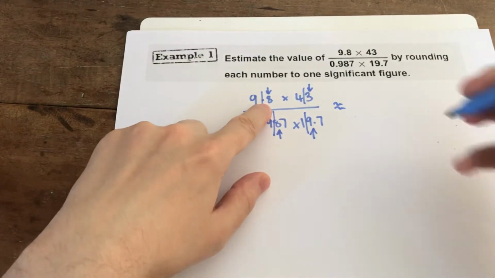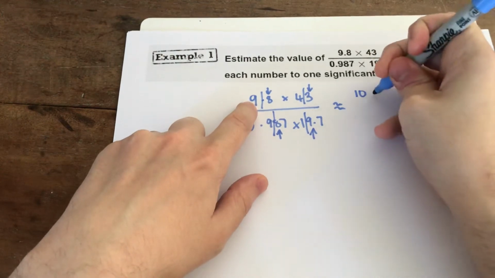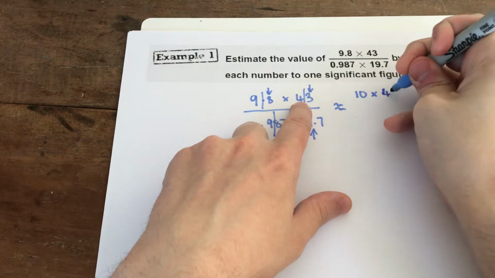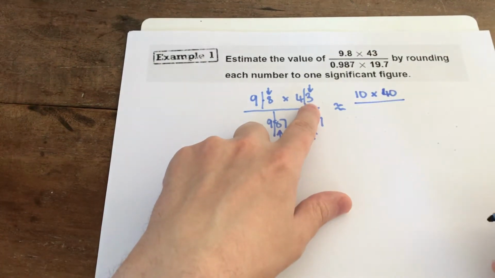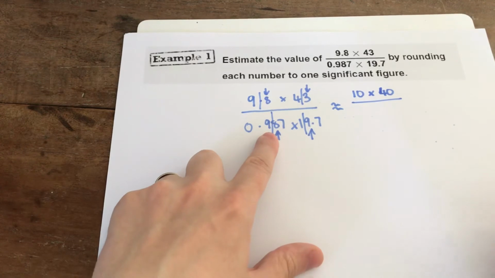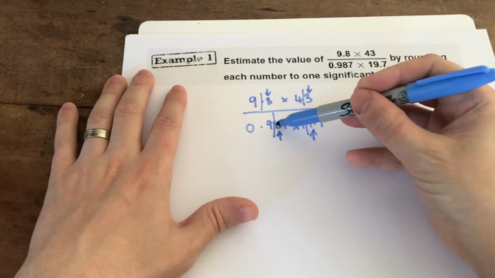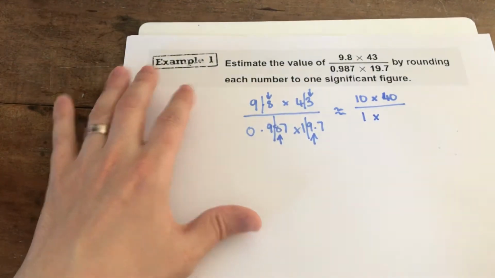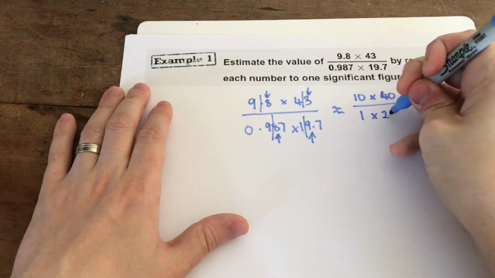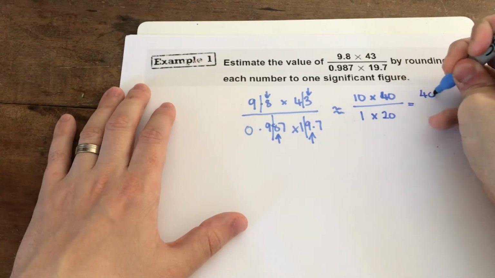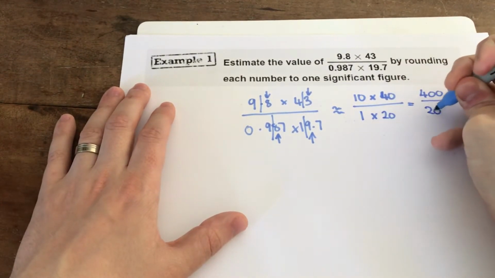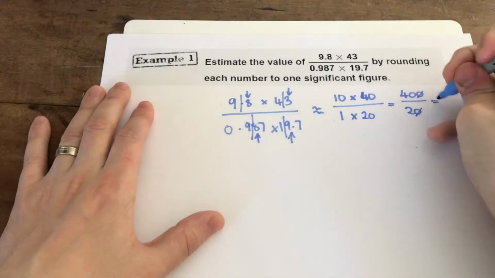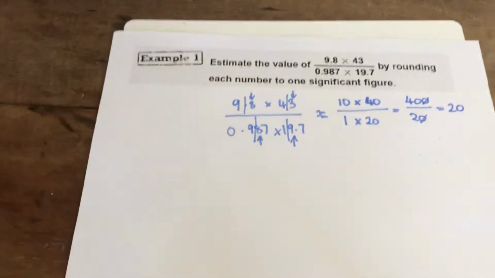So we go 9.8, we round that up, which gives us 10. We round 43 down, my apologies, to give us 40 because there's a 3 there. We have a look at this. Now this one's important. We've got an 8 here, so we're going to round our 9 up, so that becomes 1. And then we times by, and 19.7 becomes 20. So we have 400 all over 20. We can cancel out the zeros on the end. 40 divided by 2 is 20.